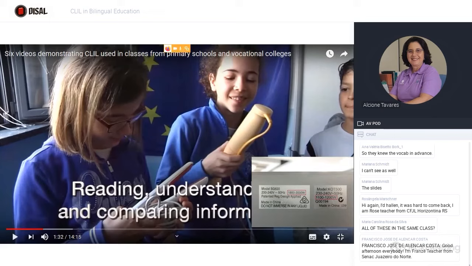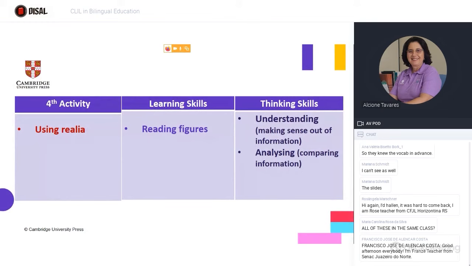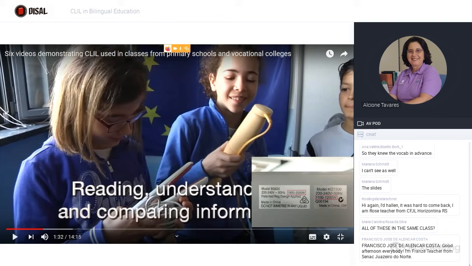In terms of learning skills, they are reading figures. And thinking skills, they are understanding, making sense out of information, and also analyzing, because they are comparing information. By comparison, they realize that one device uses more or less watts.